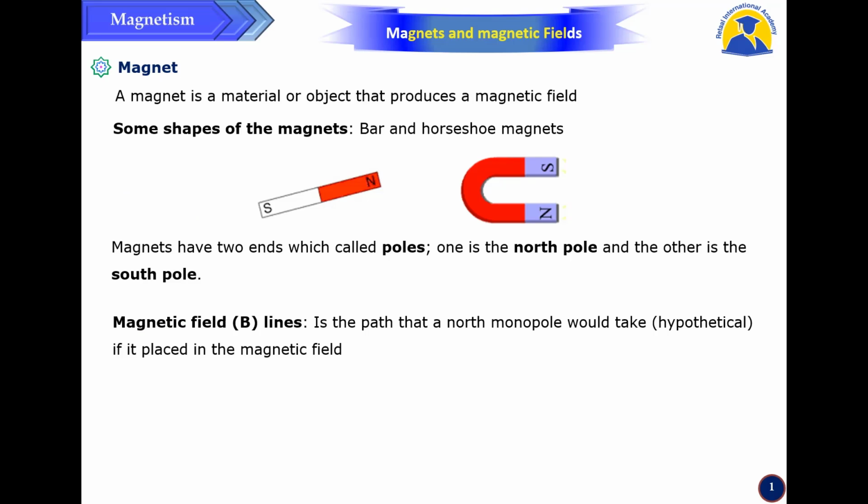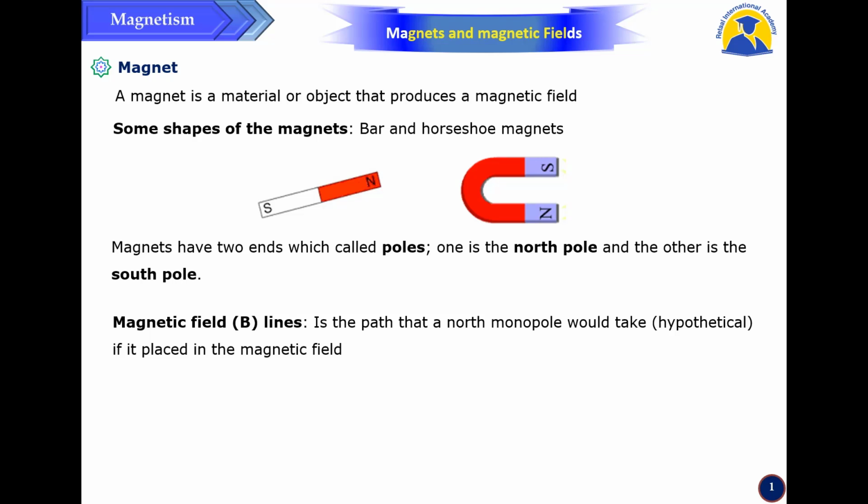First of all, I will talk about the definition of a magnet. A magnet is a material or object that produces a magnetic field. We have many shapes of magnets. Commonly, we have two shapes: one is the bar magnet and the second is the horseshoe magnet. Magnets have two ends which are called poles. One is the north pole and the other is the south pole.